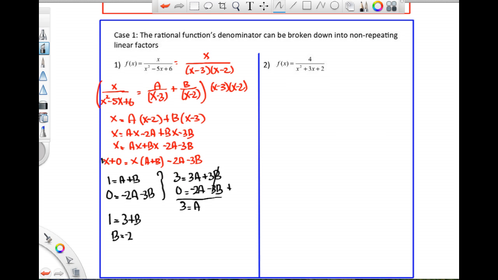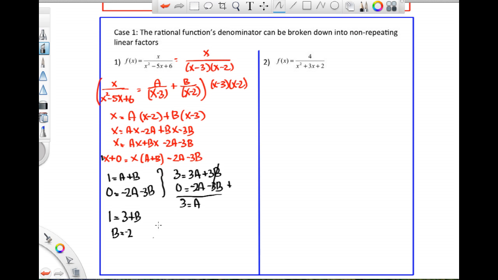And now I can write the original f of x, which was x over x squared minus 5x plus 6, into its parts. I know it's, let's see, what did we say? A over x minus 3, and a was 3, so it's 3 over x minus 3 plus b, which is a negative 2 over x minus 2. And that's how you break it down.